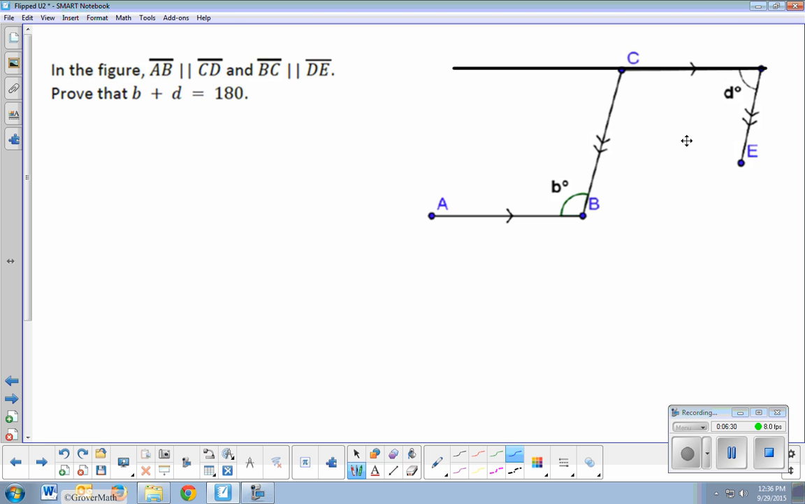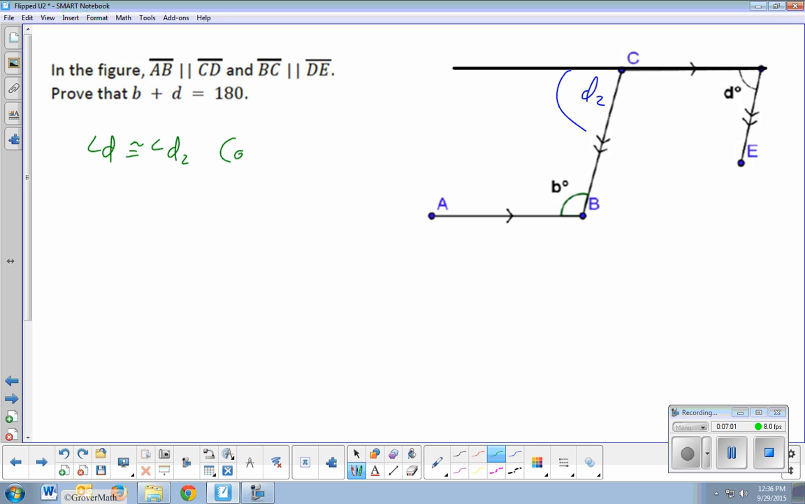And I think that's probably all I'm going to need to do, because I see that this angle D is going to be corresponding with this angle over here. I'll call it D2. So D and D2 are corresponding, and these two angles are now same side interior angles of parallel lines, and they do add to 180. So that's it.